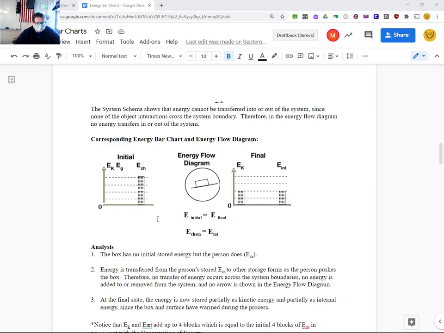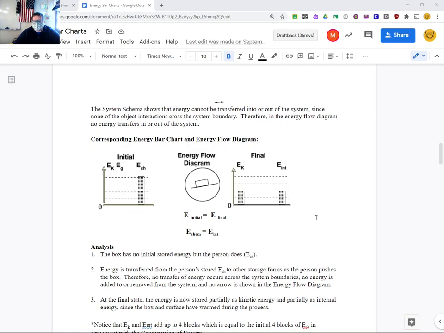So in this scenario, we see that it looks like 1, 2, 3, 4 blocks of energy at the beginning. It's all chemical. And later there were 2 blocks of kinetic and 2 blocks of internal. Now I'm not going to talk about the types of energy yet. Again, we're going to talk about that together in a minute. But what I want you to see is there's 4 blocks before and there are 4 blocks after. So if we have a closed system, the number of blocks always stays the same.